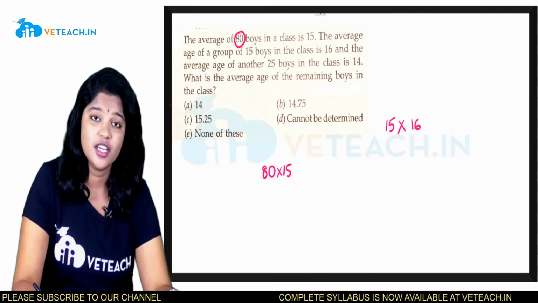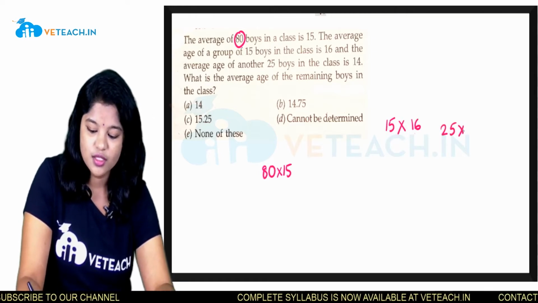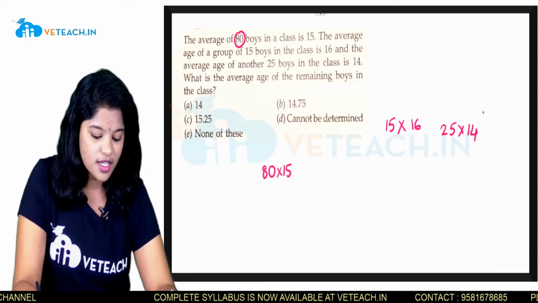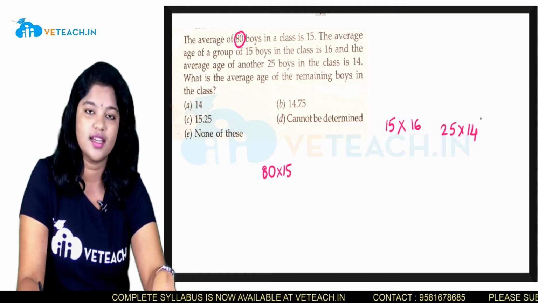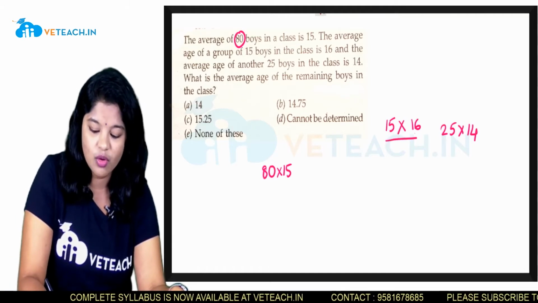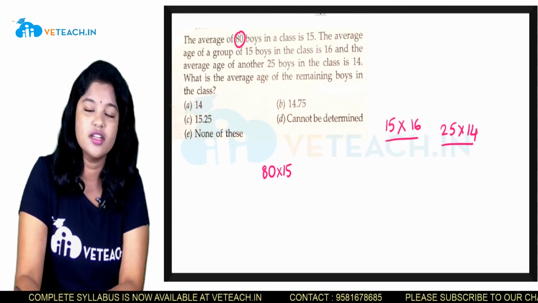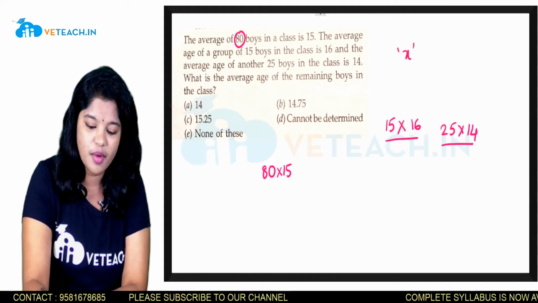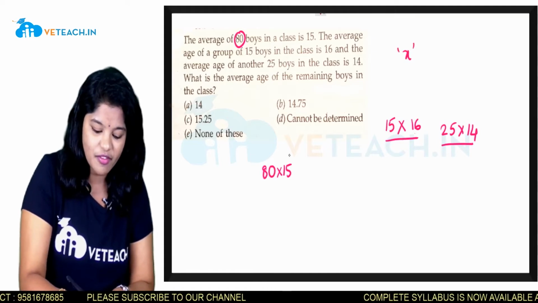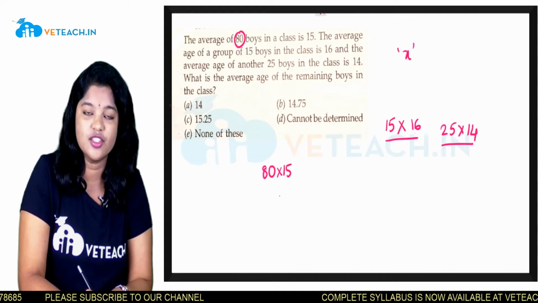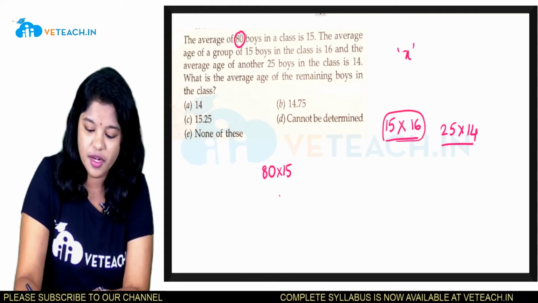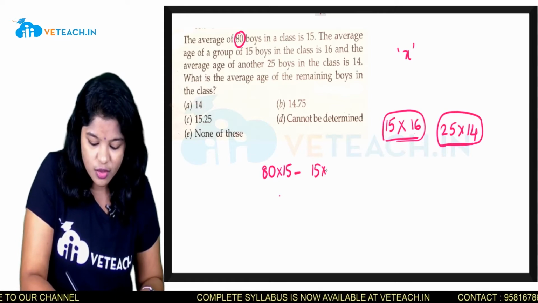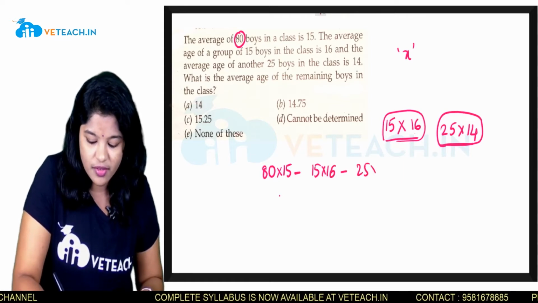Next, the average age of another 25 boys is 14. So, the total age of all the 25 boys is 25 into 14. Now, what is the average age of the remaining boys in the class? So, out of 80, we know the total age of 15 boys and 25 boys. We have to find the average age of the remaining boys. So, let the average age of the remaining boys be X. We will subtract from the total age the total age of these 15 boys and the total age of these 25 boys. So, minus 15 into 16 minus 25 into 14.